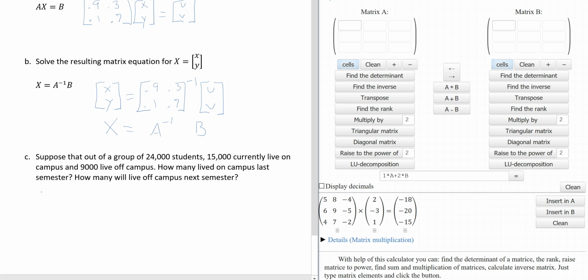It says, suppose that out of a group of 24,000 students, 15,000 currently live on campus and 9,000 live off campus. How many lived on campus last semester? All right, so now they are giving me the fact that 24,000 is the total number of students, and 15,000 are going to live on campus and 9,000 will live off campus. The question is, how many lived on campus last semester? So last semester was X and Y. That tells me that this 15,000 and 9,000 are the values for U and V.